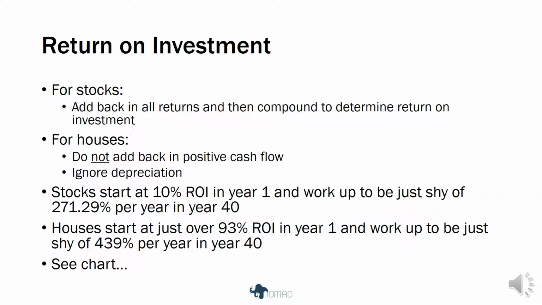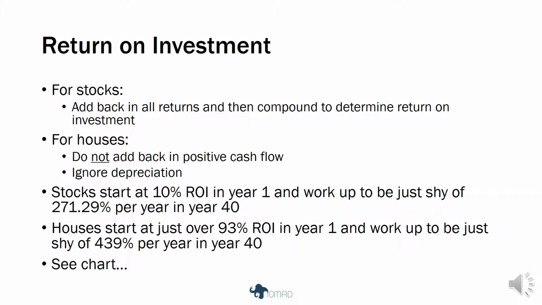Houses start out at just over 93% return on investment in year 1, and they work up to be just shy of 439% per year in year 40. Why is the return on investment so high with Nomad? Partially because you're controlling a $270,000 asset with only $15,000 down. It's highly leveraged. The stock market's not leveraged. In the stock market, you're putting the money in and it's just compounding.